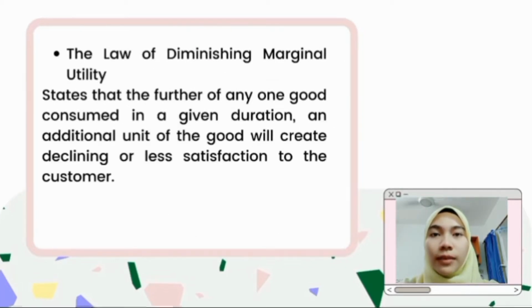The law of diminishing marginal utility states that the more of any one good consumed in a given duration, an additional unit of the good will create declining or less satisfaction to the customer.